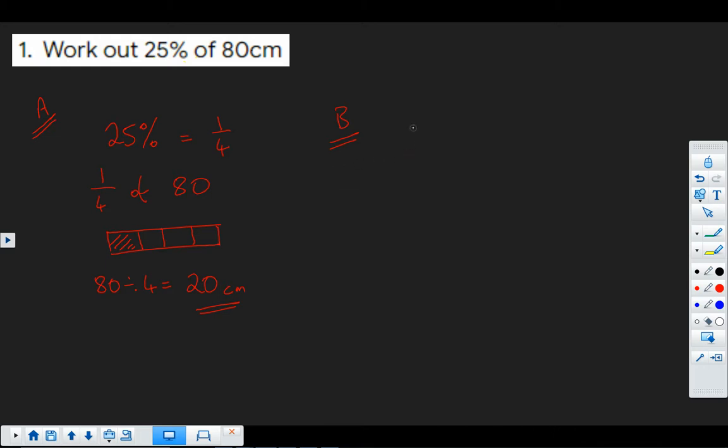Now that's all very well, but it may be that we don't recognise what fraction our percentage corresponds to. So the other way that we need to be able to do this is to work off our building block of 10%. Now 10% is 1/10, which means that to find it, we're going to divide by 10. Now, my number here is 80, and to divide by 10 means moving all our digits one place to the right. So 10% of 80 is 8.